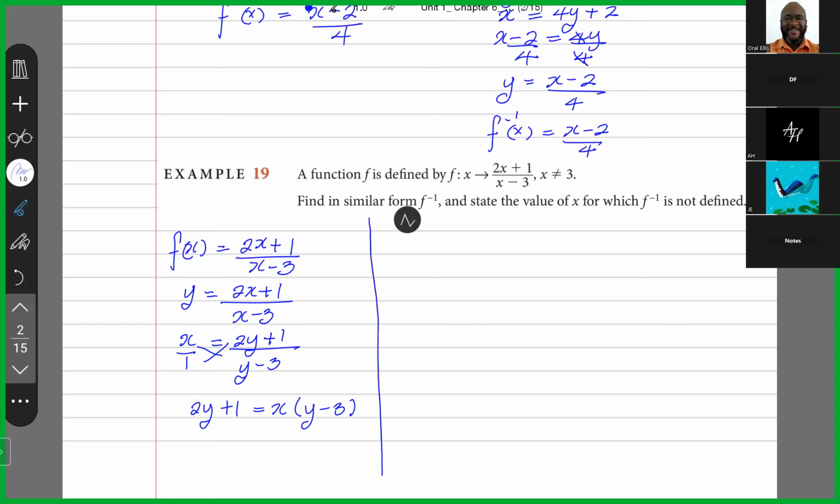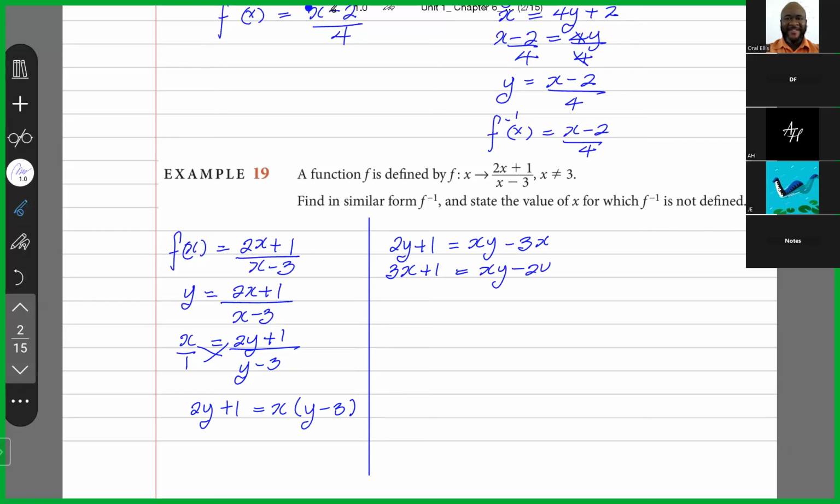Distributive law. I'm going to have 2y plus 1 is equal to xy minus 3x. Next, I need to get everything that has y in it on one side and everything that doesn't have y in it on the other side. I'm going to take my minus 3x on the right over to the left-hand side. So that becomes positive 3x plus 1 is equal to xy minus 2y.